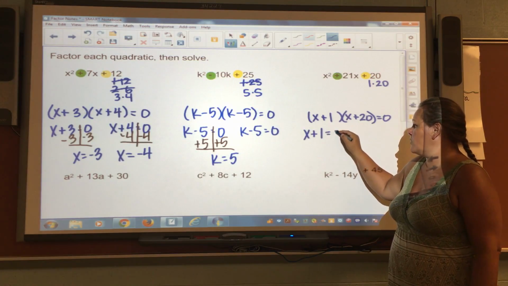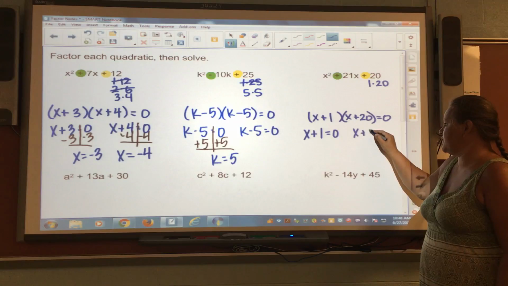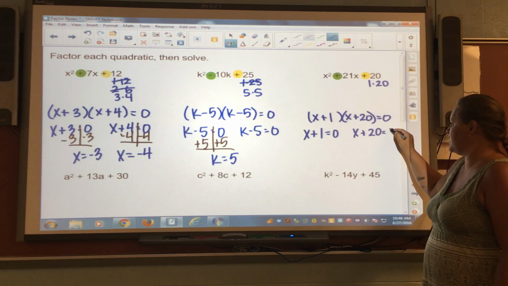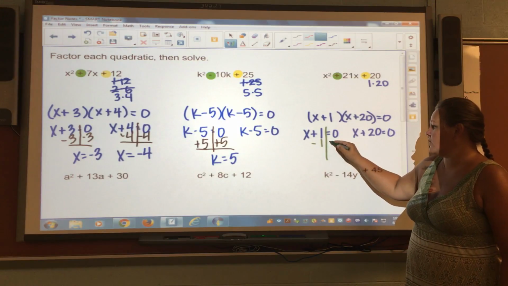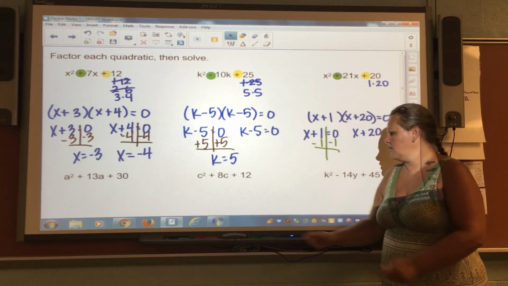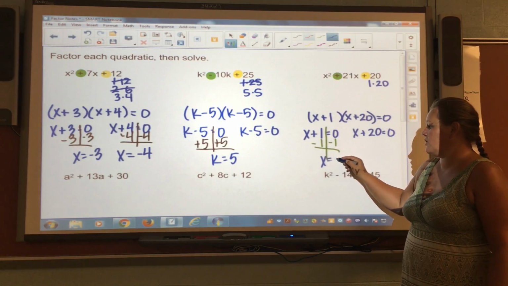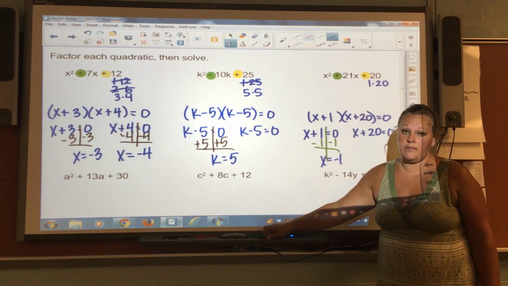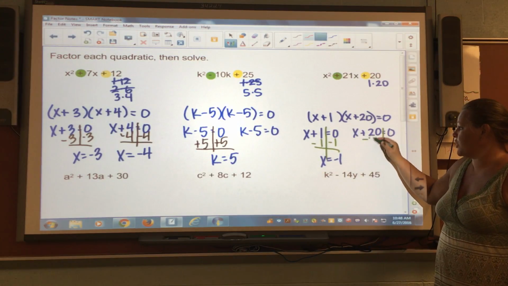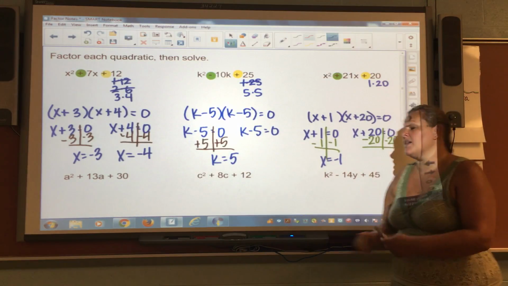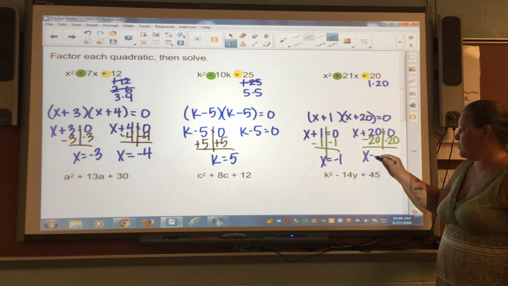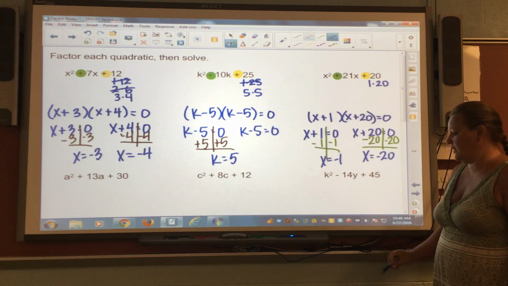And then I can set each one equal to 0. X plus 1 is equal to 0, and x plus 20 is equal to 0. Subtract 1 from both sides. And my first solution is x is equal to negative 1. Subtract 20 from both sides. And my second solution is x is equal to negative 20.